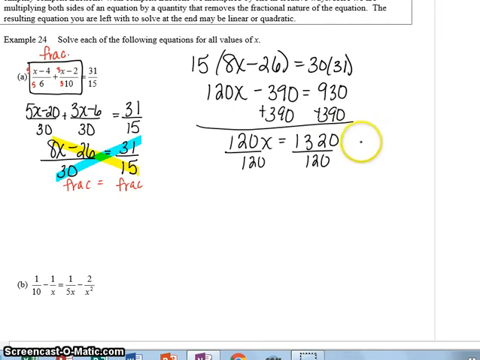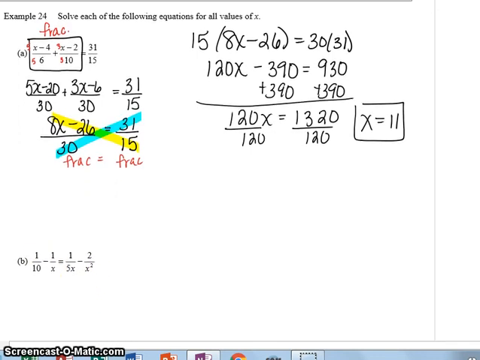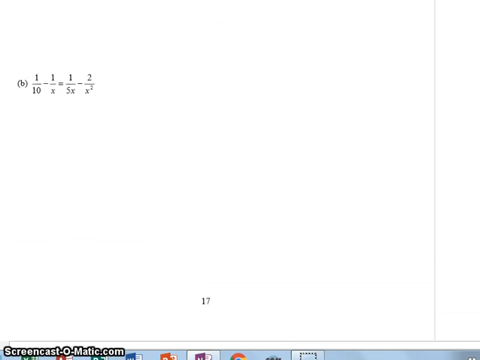And I get 11. Okay, check all your fractions, nothing to substitute in, you accept the answer. Okay, so it's just another method. Now look down here though, if you look at B, you'd have to get this to be one fraction, this to be one fraction, and then cross multiply. That's why the LCD method is going to work a little nicer.